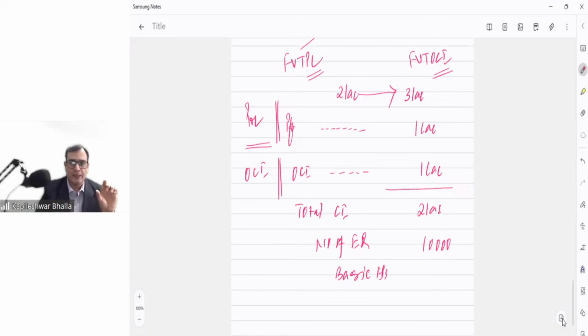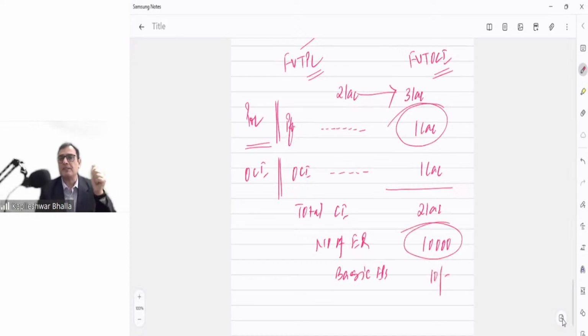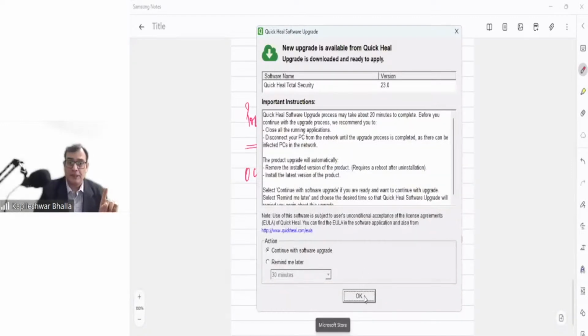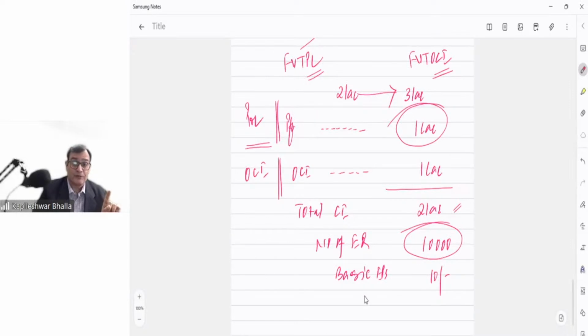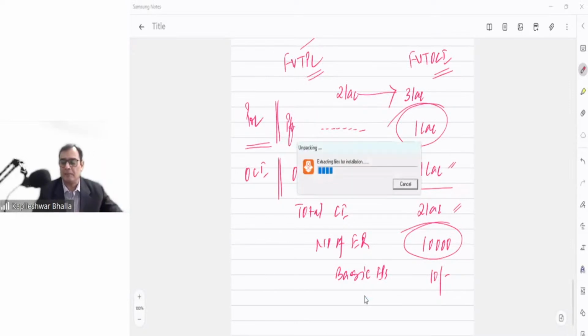So I said if the profits of the company is 1 lakh and the number of shares is 10,000, my basic EPS is 10. The changes which you have taken in the P&L account is affecting the profits and the EPS. But the changes which you have taken in terms of the OCI is affecting the profits, but not the EPS. So they were very careful.